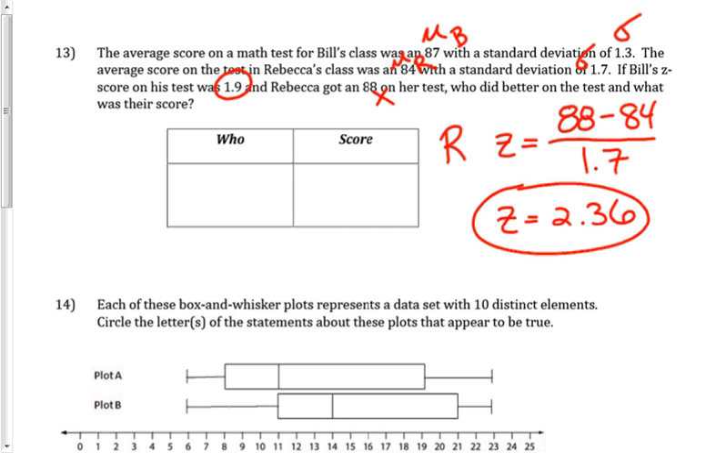So Rebecca's z-score was much higher than that of Bill's z-score, which means Rebecca did much better than the mean. Bigger z-score means you're further away from the mean. Positive means that you are bigger or greater than the mean. So Rebecca scored better. Her z-score was 2.36.